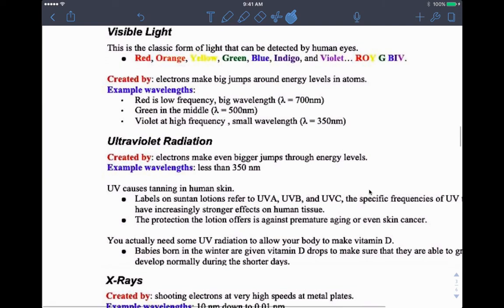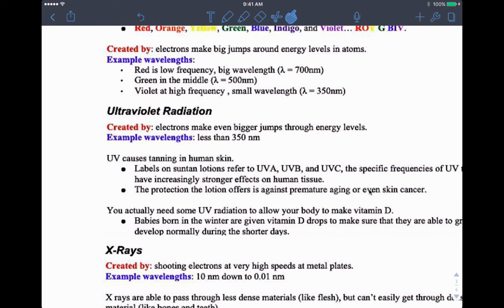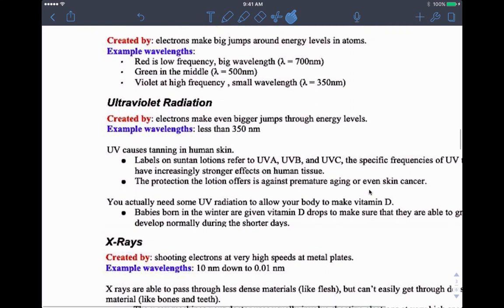Ultraviolet, of course, is greater than that. So it's now, okay, obviously we're getting really, really small. We jumped from like centimeters. Now we're down to nanometers, okay? And it just gets smaller and smaller.